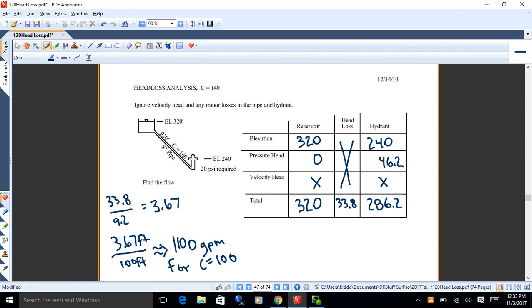Can you go to the pressure head for the hydrant? What I'm doing to get that pressure head is we've got 20 PSI for the hydrant, and then we've got 2.31 feet per PSI. And that's where the 46.2 feet comes from.